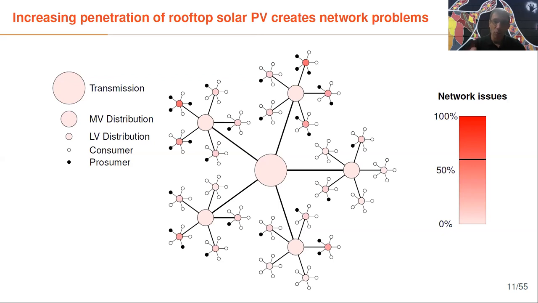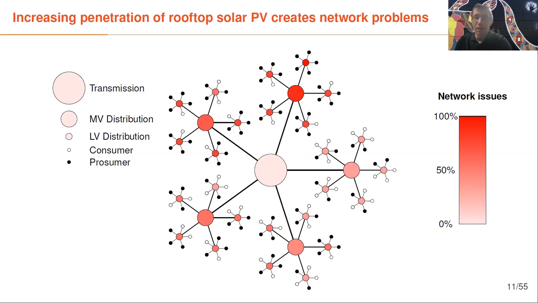So note here that those bubbles become darker and darker red, and that indicates voltage problems or congestion problems, where you exceed the capacity of the transformer and the cables. So as the penetration increases, low voltage networks become congested, and voltage limits are violated.